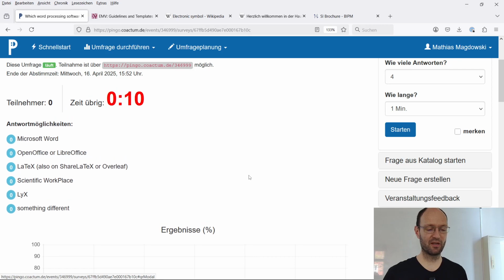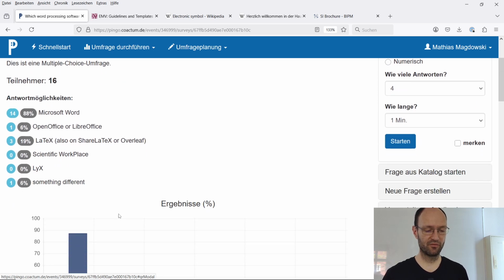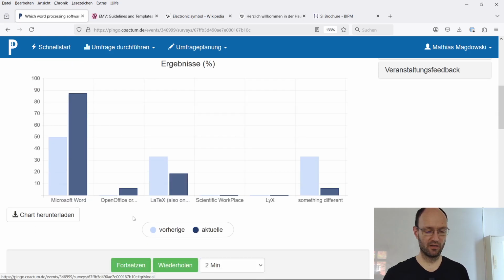And so the options were Microsoft Word, something like OpenOffice or LibreOffice, LaTeX, also online, maybe on ShareLaTeX or on Overleaf, Scientific Workplace, or something different. And so once again, the blue results are the current results, the light blue ones are the ones from last year. So lots of people using Word, only one person I think using OpenOffice, some using LaTeX, and some using something different.